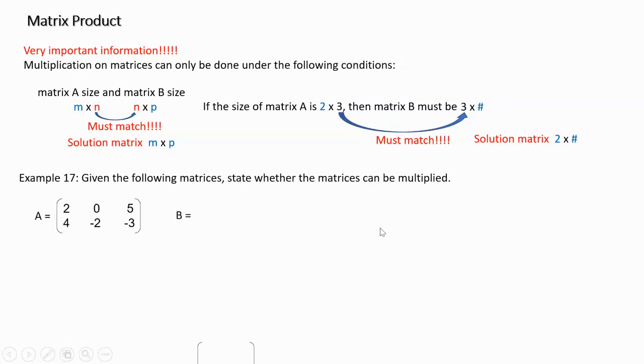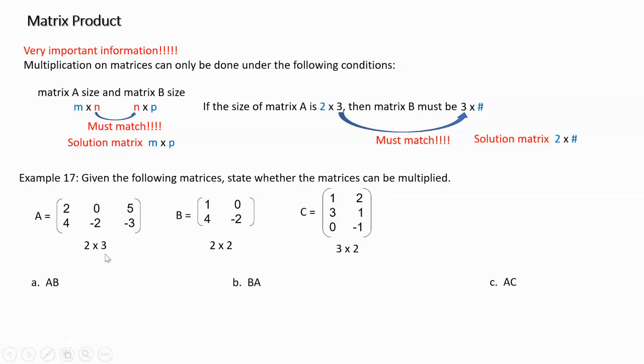This is matrix B. Matrix A is 2 by 3. Matrix B is a 2 by 2. And matrix C is a 3 by 2. Now, can we multiply A times B? A times B cannot be done. Why? Because A is a 2 by 3 and B is a 2 by 2. You see the middle numbers are not the same. So no, it cannot be done.